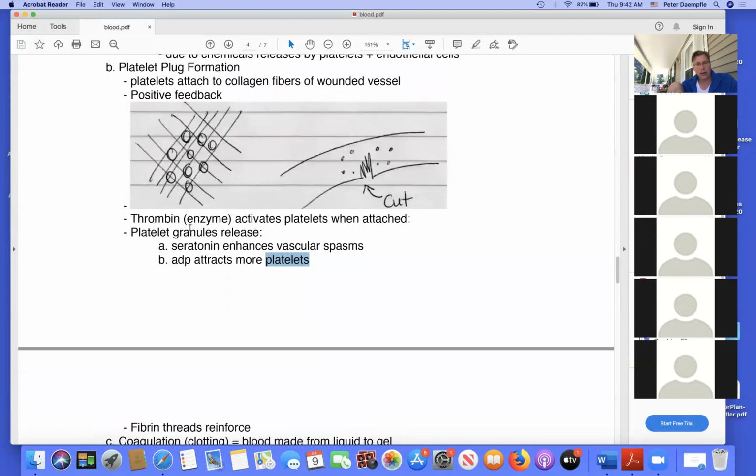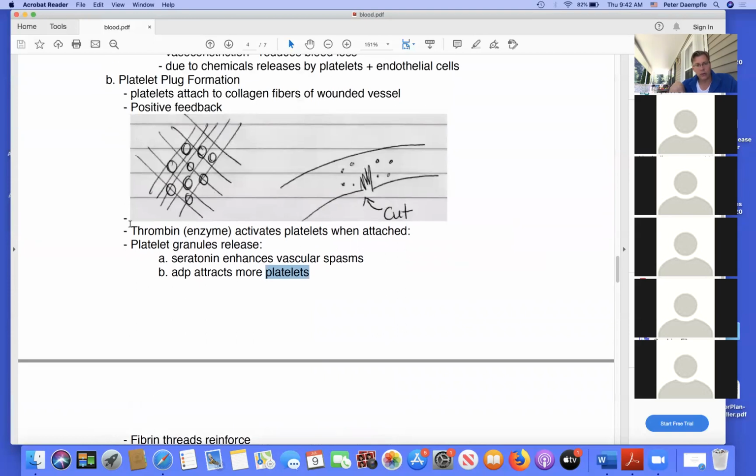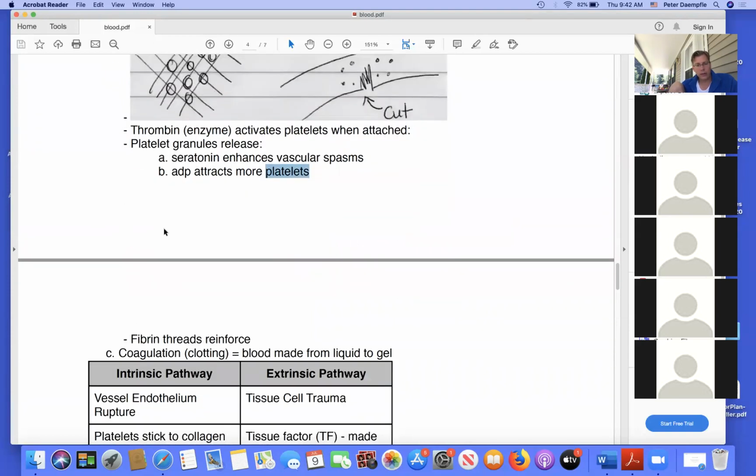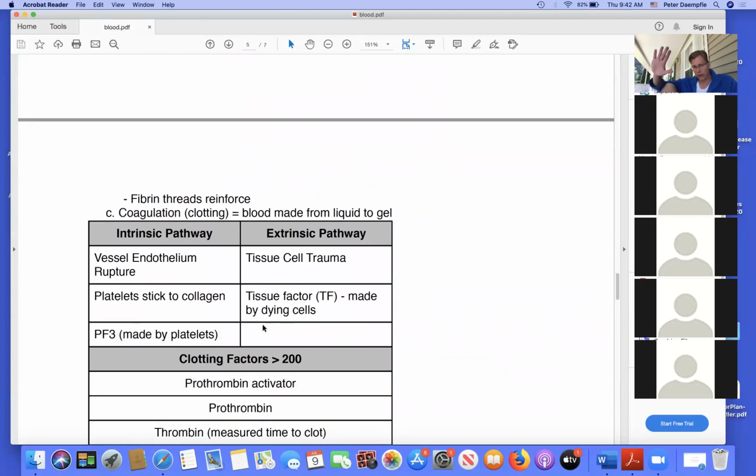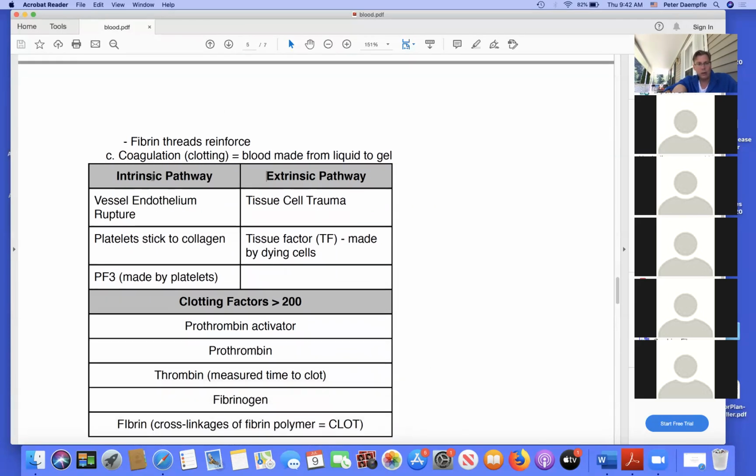The platelet plug, in other words, has to become a gel, a clot, and that's known as coagulation. Coagulation is clotting. That's the word for clotting. If you remember anything from this, know the word coagulation means clotting. And there are 2 processes by which we clot: intrinsic and extrinsic.